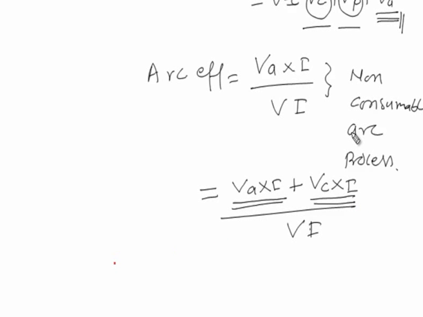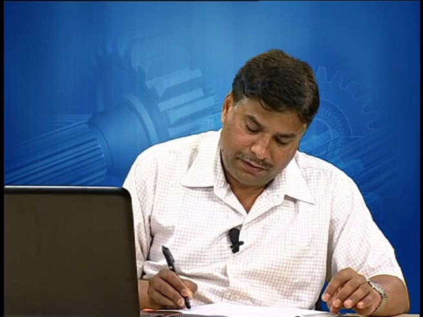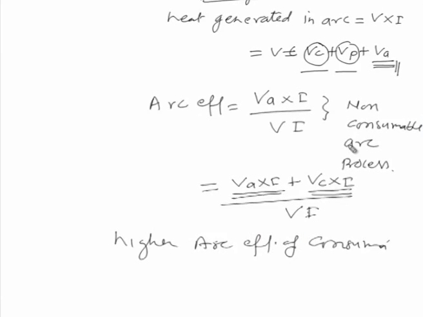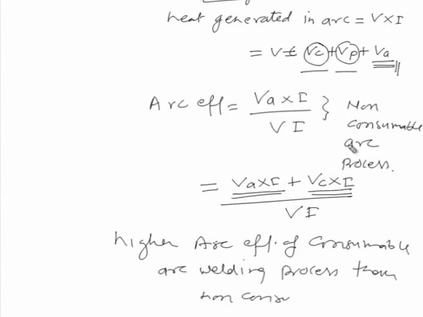results in the higher arc efficiency of consumable arc welding processes than the non consumable processes, and this is the main reason behind the low thermal efficiency of the tungsten inert gas welding process or the plasma arc welding process as compared to that of the shielded metal arc welding and submerged arc welding process.